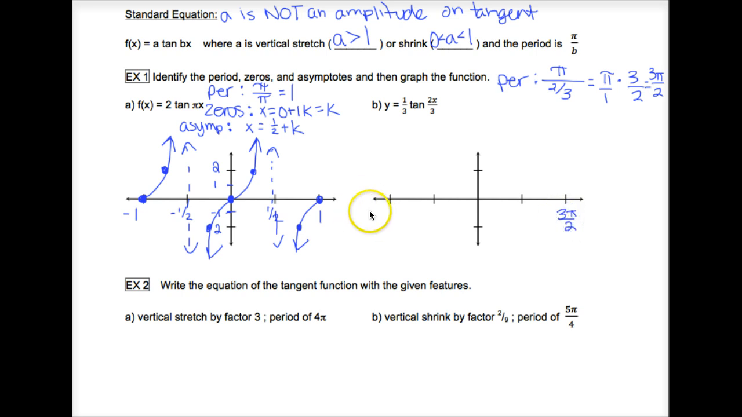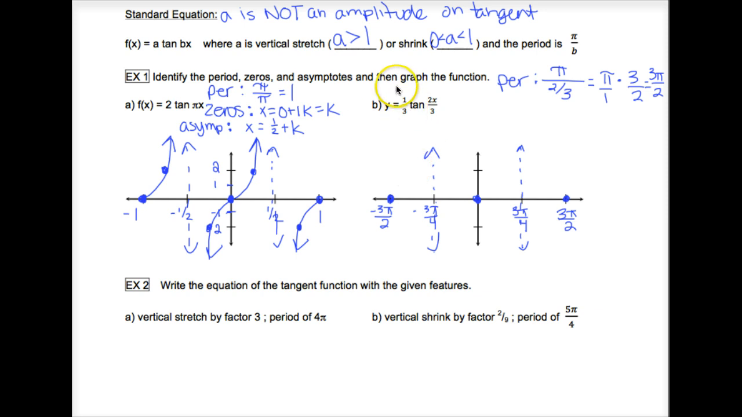So that's what I label my second marks. The first marks have to be half of that. So 3 over 2 times 1/2 is 3 over 4. So this should be 3 pi over 4, -3 pi over 4. So now I start my pattern. Inflection point, asymptote, inflection point. Asymptote here, inflection point here.